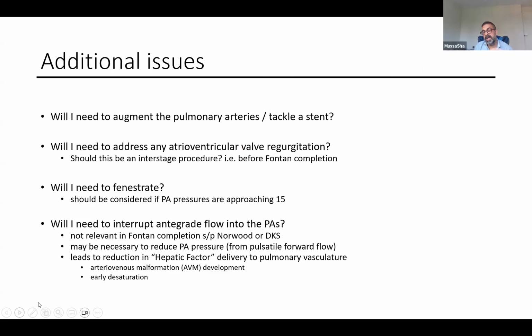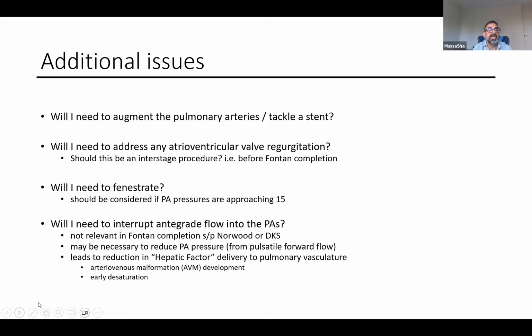So having thought about all of those things, you need to ask yourself the question: do I need to augment the pulmonary arteries? Am I going to be tackling a stent that's been placed? Is there any atrioventricular valve regurgitation that needs to be addressed? Should I do this at the same time as the Fontan, or is it going to be a bit too much? And should I be doing this as an interstage procedure, between stage 2 and stage 3 of the single ventricle pathway?